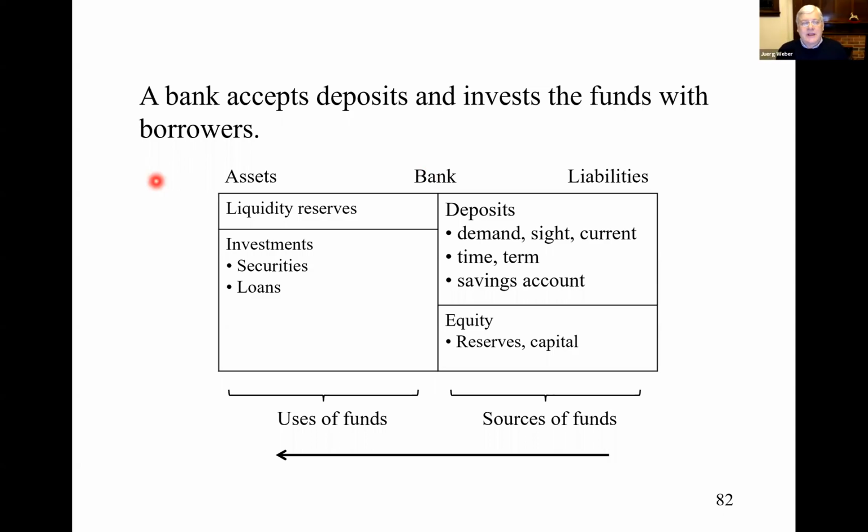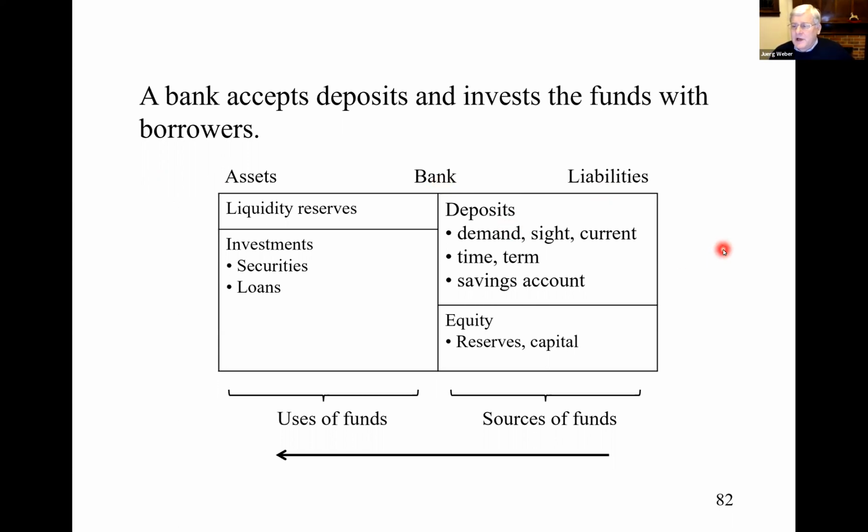Welcome to lecture 9 on risk management and insurance. In this lecture, we compare the balance sheet of a bank with the balance sheet of an insurance company. A balance sheet shows the assets and the liabilities of a firm. Now here we consider the balance sheet of a bank.